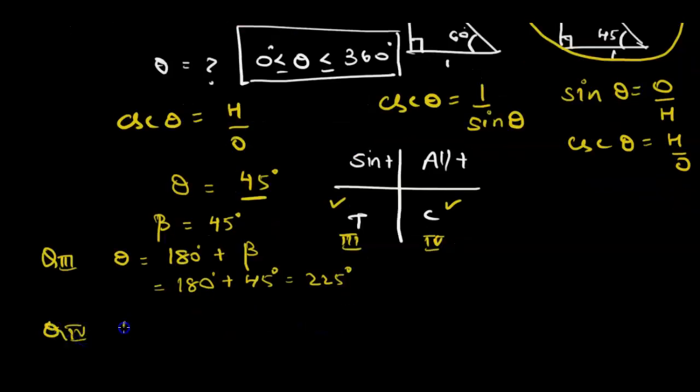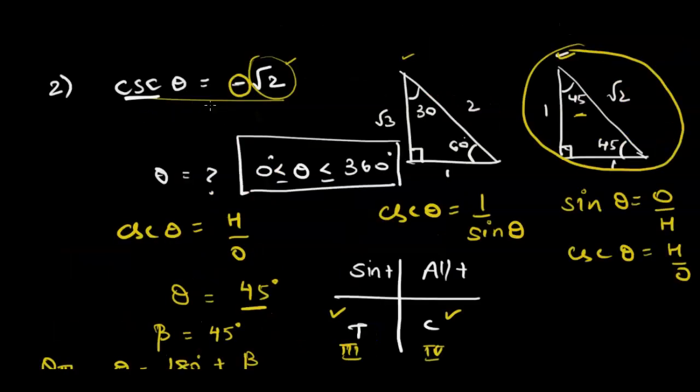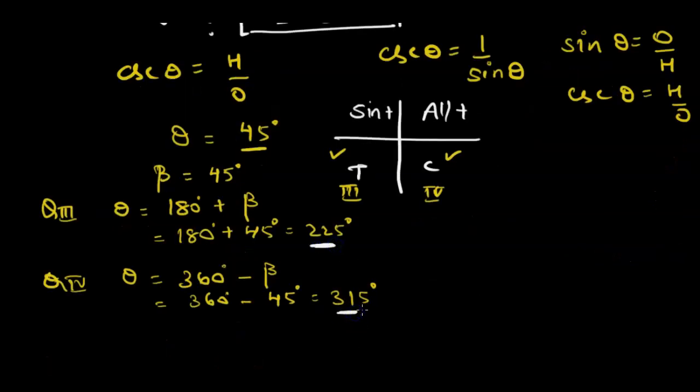And we would use the same beta for finding the theta of the fourth quadrant. The fourth quadrant rule is 360 minus beta. We have 360 degrees minus 45 degrees, which is equal to 315 degrees. Therefore, the final answer is: if cosecant theta is negative root 2, theta will be 225 and 315 degrees.